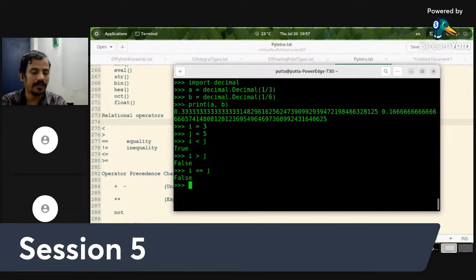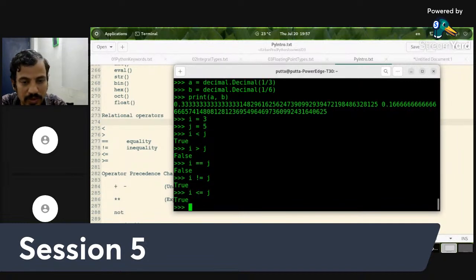And we have an inequality operator also. Is i not equal to j true or false? Is 3 not equal to 5? It's true. And likewise, sometimes I want to test whether it is less than or equal to. In such cases, I can write i less than or equal to j, which is true. Suppose j has a value 3. I set it to be 3.